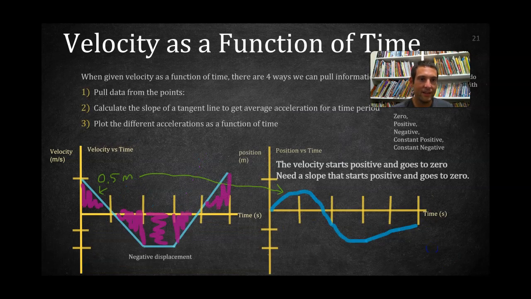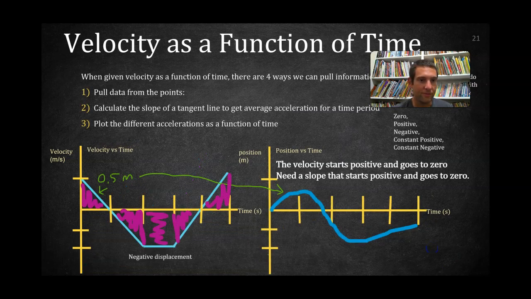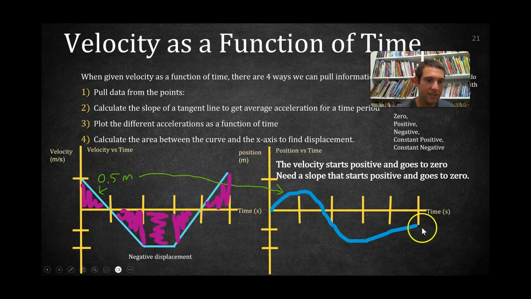All right, then the fourth way we can pull information is we can calculate the area between the curve and the x-axis to find displacement. For instance, if we took the area of this first positive triangle, that would mean our displacement is 0.5. So because the velocity started positive and then it went towards 0, our position versus time graph needs to start positive and then go towards 0.